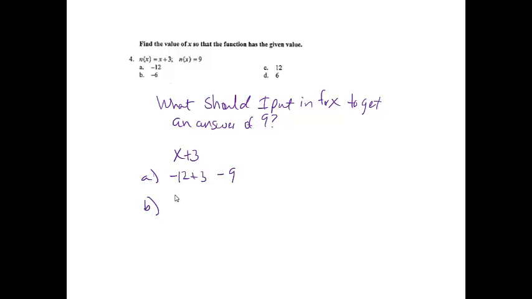So let's try B. -6 plus 3 gives me -3. That does not give me an answer of 9. Choice C, 12 plus 3 gives me 15. That does not give me an answer of 9. So let's do choice D. 6 plus 3 gives me an answer of 9. So D would be the right answer.